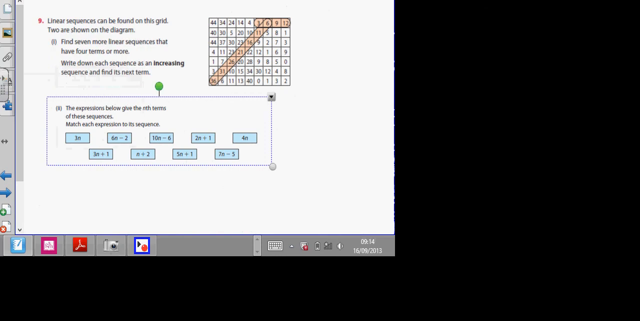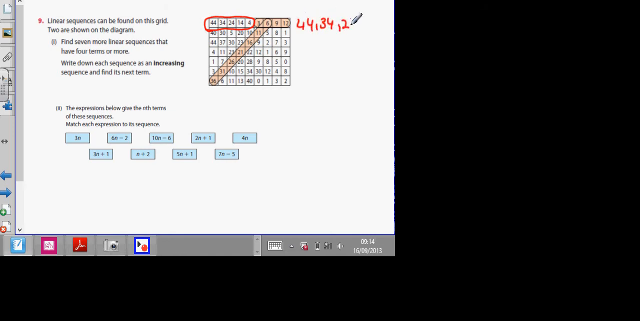Okay guys, next one. Linear sequences can be found on this grid. 2 are shown in the diagram: 3, 6, 9 and 12, and 6, 11, 16, 21, 26, 31, 36. Find 7 more sequences that have 4 terms or more. Okay, I'm going to underline this one here. Can anyone tell me what this one does? Goes down by 10 each time.